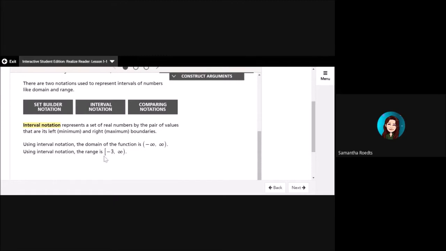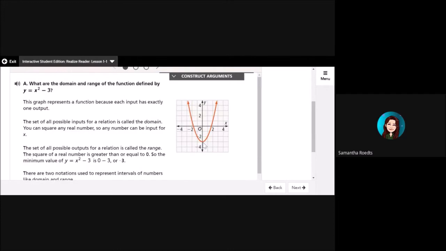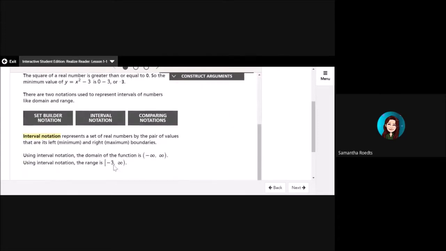Notice that this isn't a parenthesis, it's actually a bracket. So this means it includes negative 3. So if I look at my graph right here, I can see that the graph actually touches negative 3, y equals negative 3, which is why it's included in my range.